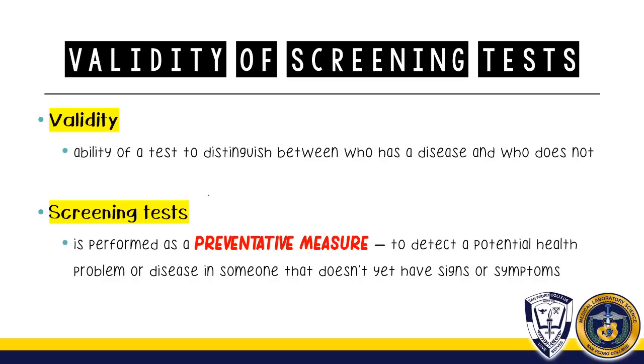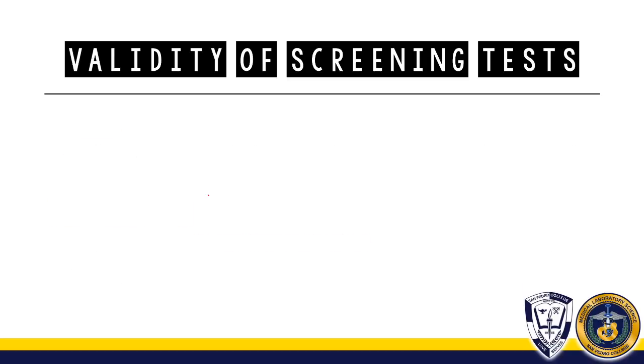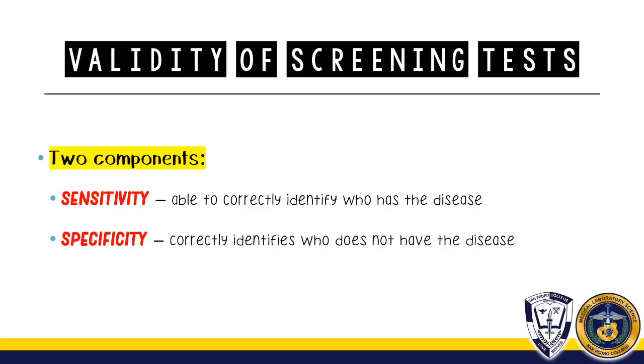Now, in terms of validity of a screening test, we have two important components to measure validity, and that is sensitivity and specificity. Sensitivity is defined as being able to correctly identify who has the disease, whereas specificity is to correctly identify who does not have the disease. So be careful, when we talk about sensitivity, it is who has the disease. With specificity, who does not have the disease.